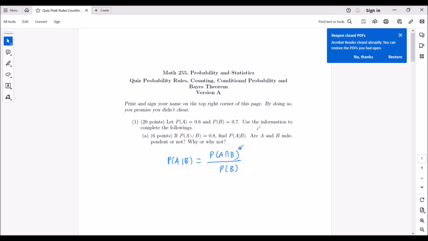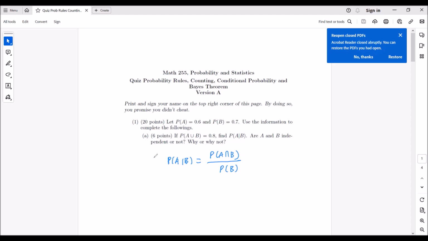Okay, if you are assuming independent, then obviously the probability of A given B would be just the probability of A. All right, then there will be no particular reason to ask that question, because if you're assuming they're independent, then you say they're independent. So that's really not the point. Okay, so how to find the probability of intersection?